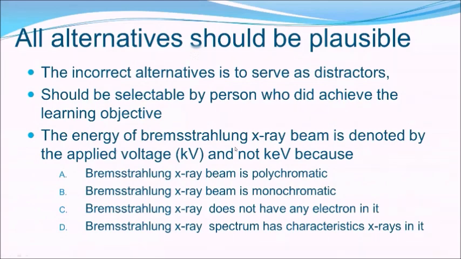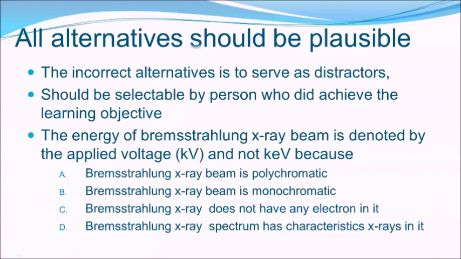I like the statement: the energy of a Bremsstrahlung X-ray beam is denoted by applied voltage and not keV, because the Bremsstrahlung beam is polychromatic; it's not monochromatic, and it does not have an electron in it. So this is a distractor, because he will look at kV and think that it is because of the electron. If he really does not know the answer, he will take that electron option. So this is what I mean.